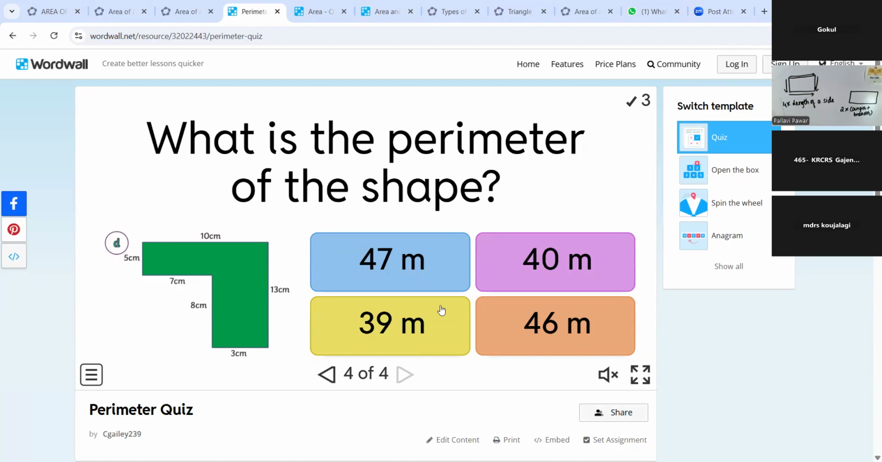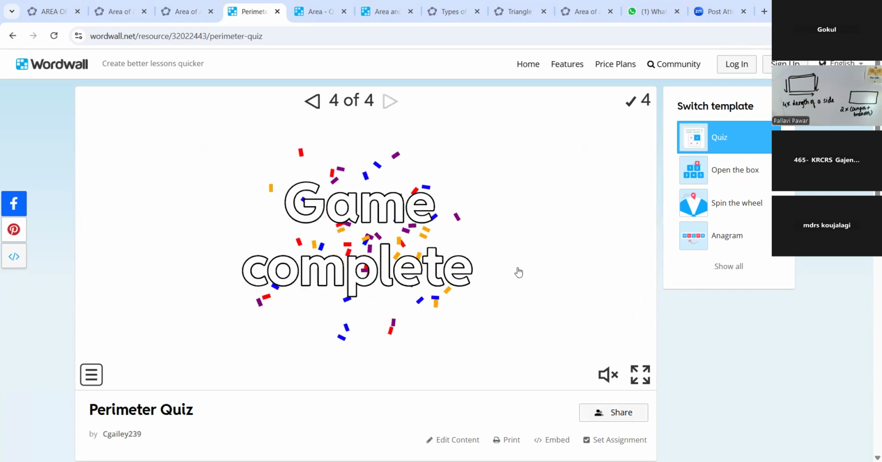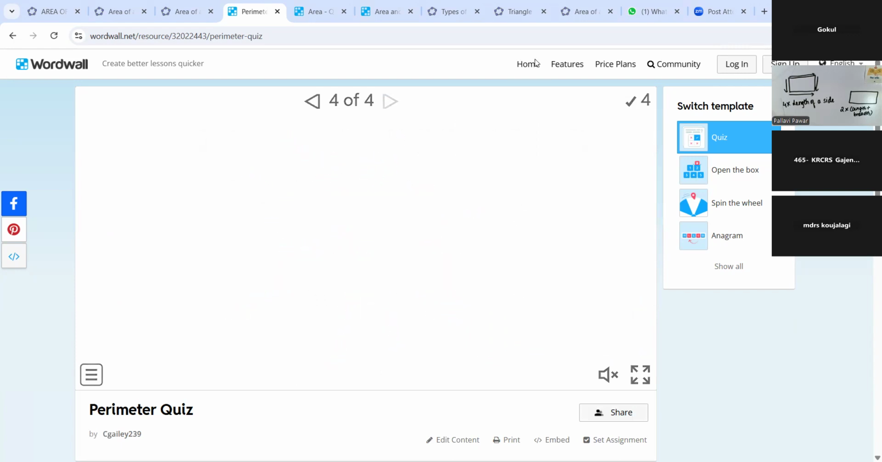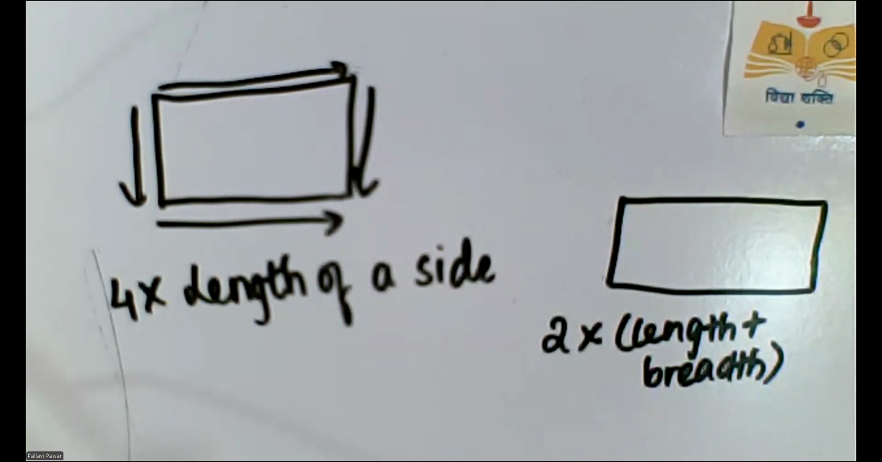It is 46 centimeter. Yes. So very good, kids. All right. So, yes, students have given me the answer. Now I can see in the chat box. Very good, kids. Thank you so much for your response. Now we'll go to the next one.